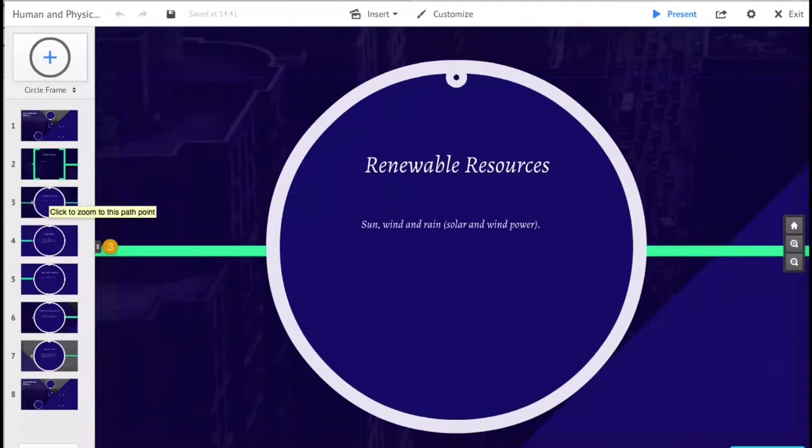Most fossil fuels, such as coal, oil, and natural gas, are non-renewable. Renewable resources such as the sun, wind, and rain are renewable, and therefore solar and wind power are considered sustainable energy generators.